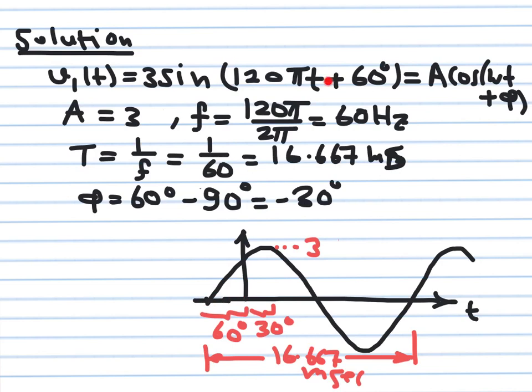So remember, when we add a positive phase shift, this is equivalent to shifting the signal to the left towards negative time. But when we add a negative phase shift, this is equivalent to moving the signal to the right in the direction of positive time.